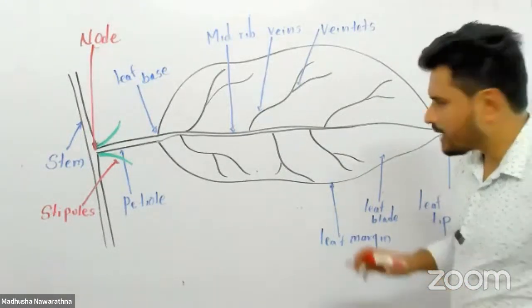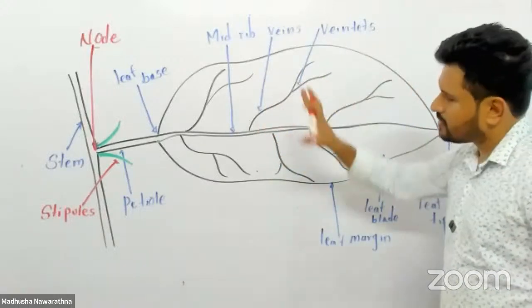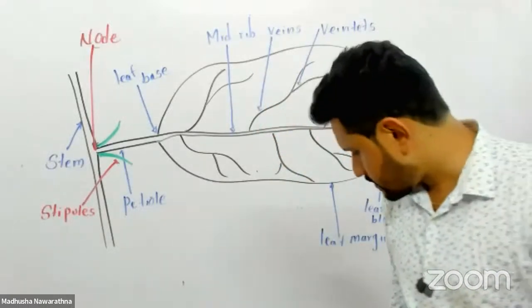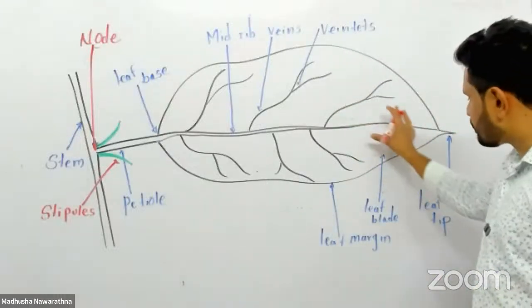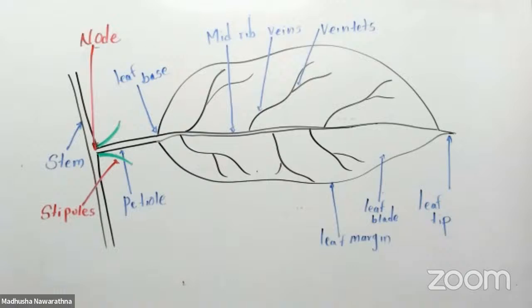The leaf blade is the place where photosynthesis takes place. Photosynthesis happens mainly on this leaf blade.